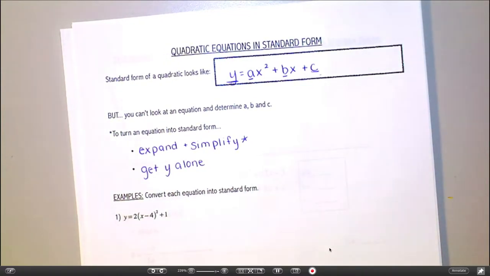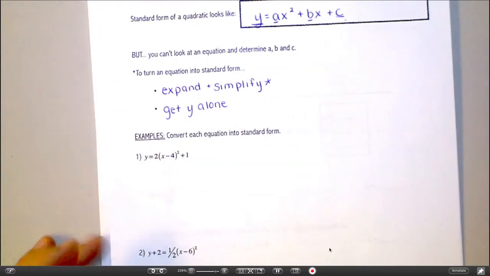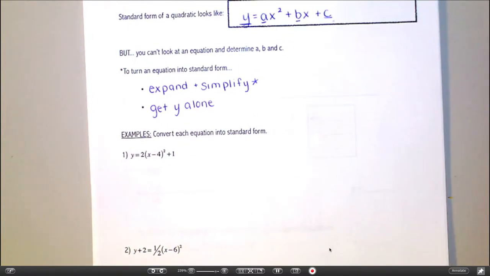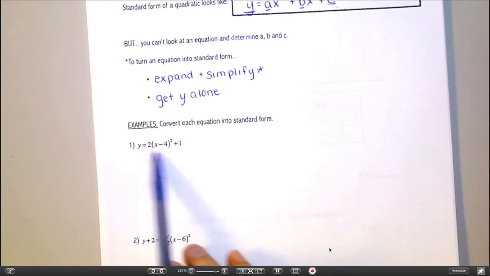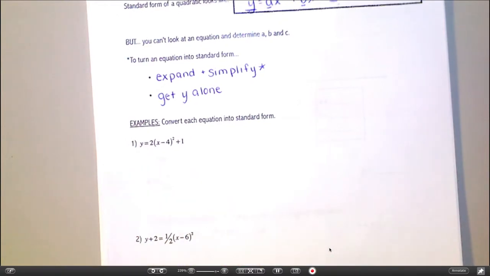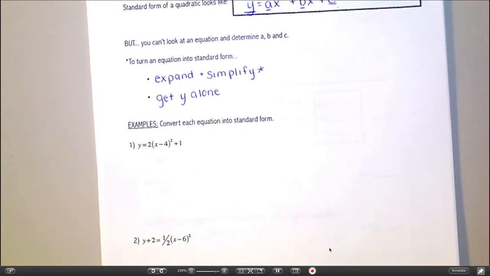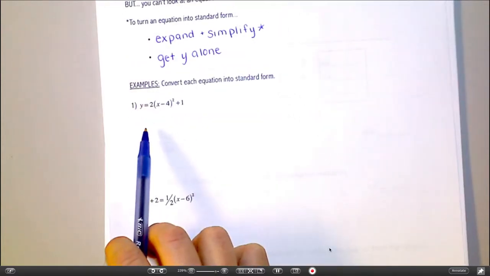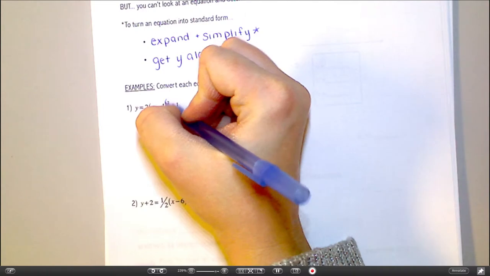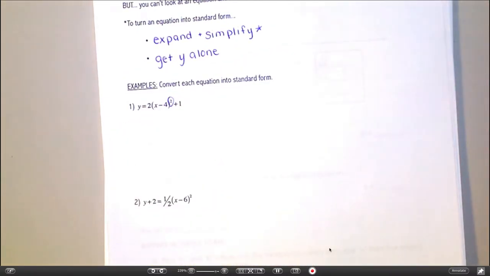We'll see. So if you're looking at number 1, convert each equation into standard form. To get this into standard form, I just need to simplify this. What's the first thing I should do if I'm simplifying? Good thought. One more thing I have to do before I distribute the 2.